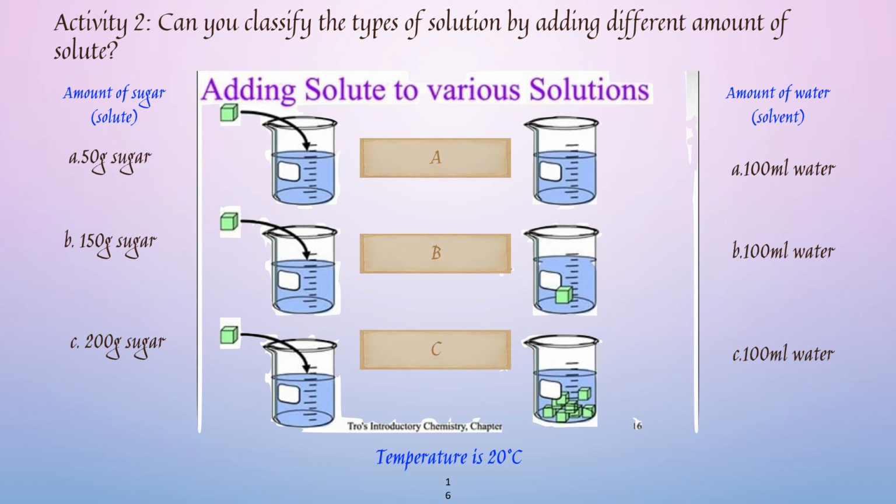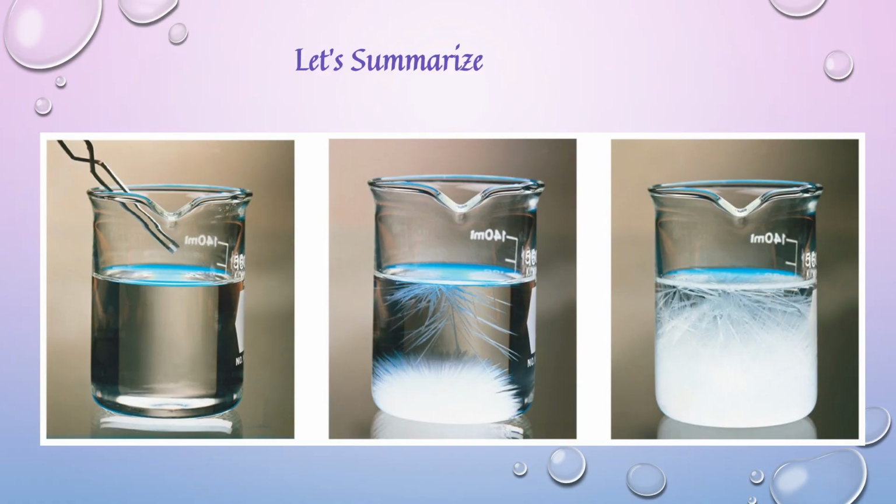Okay. So, most likely po, the answer for this is number 1, or letter A. We dissolve 50 grams of sugar in a 100 ml of water, so most likely that is unsaturated. B. We dissolve 150 grams of sugar in a 100 ml of water, so that is saturated. And then for the last one, we have 200 grams of sugar dissolved in a 100 ml of water. This will be the supersaturated.